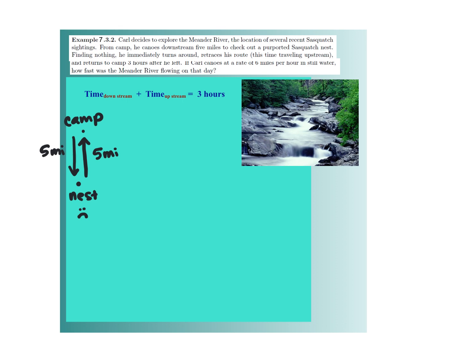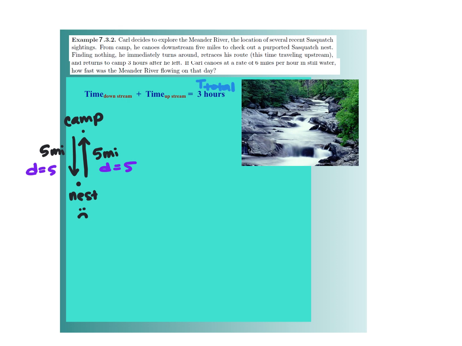So we need a consistent thing to compare to build this equation. The data that we have there is the total time that it takes him to get to the nest and back. So we have the total time is 3 hours, and we know that that must be the time that it takes him to go downstream plus the time that it takes him to go upstream. We also have the distance. We have 5 miles in each direction.